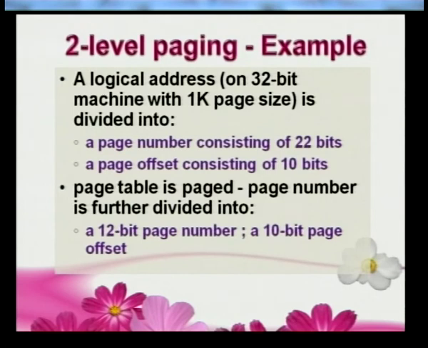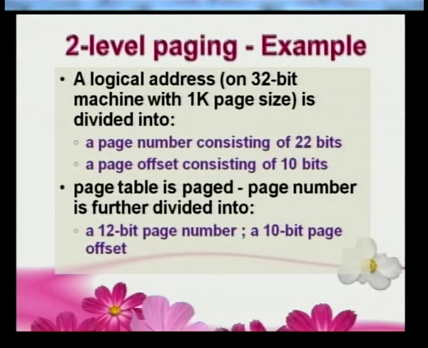In a two-level paging scheme, assuming we are working on a 32-bit machine with 1K page size, the logical address is divided into a page number consisting of 22 bits and a page offset consisting of 10 bits. Remember, the logical address is a combination of page number and page offset. Because this is a 32-bit machine with 1K page size, 10 bits are allocated to offset and the remaining higher order 22 bits are allocated to page number. The page table is also paged because we are following a two-level paging scheme, and therefore there needs to be an outer page table. Therefore, we extract 12 bits out of these 22 bits. We extract only 12 bits for the page number and 10 bits for the offset.